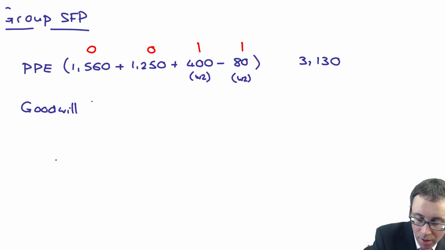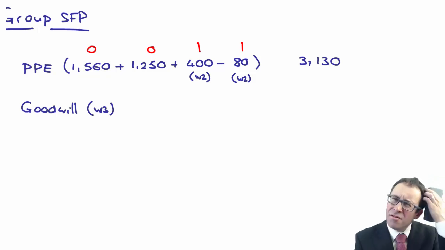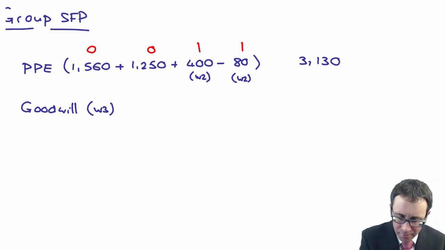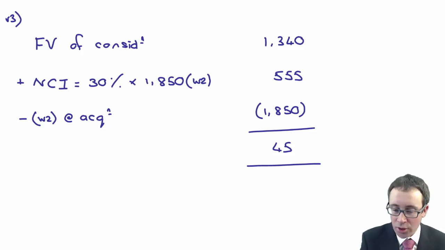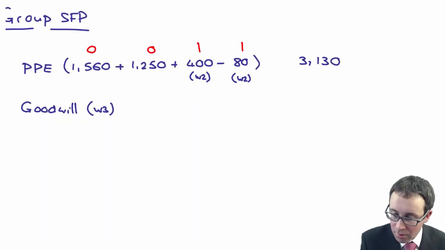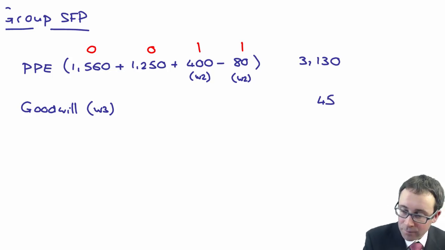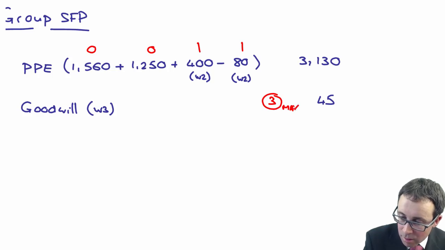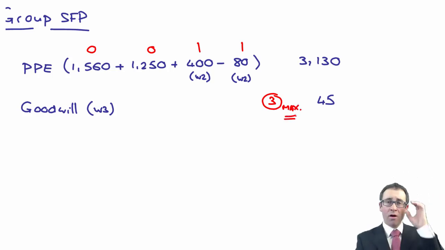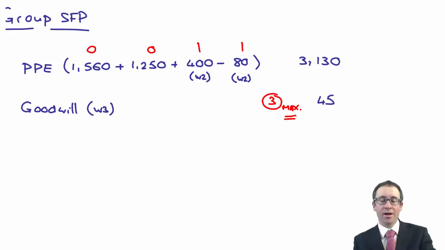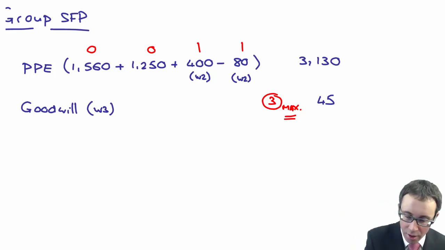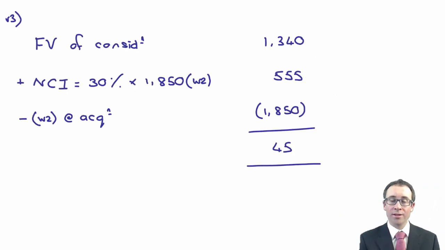Goodwill, that's working number 3. So what we've got there, I think, was it 55? I can't remember. Oh, 45. Good job we checked. So goodwill is 45. In total, that in this instance will be 3 marks maximum. So if you've got 45, the marker goes tick and gives you the 3 marks. If not, the marker will go and look at your answer.